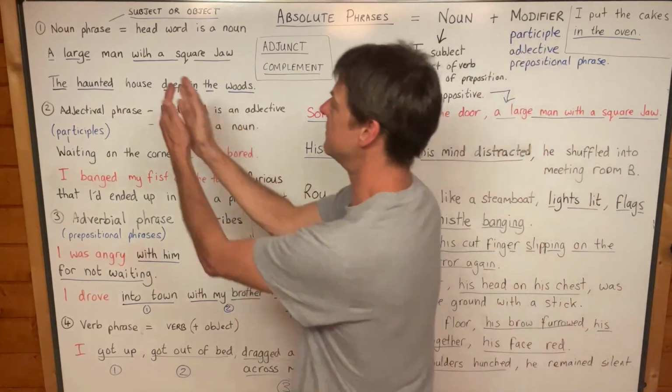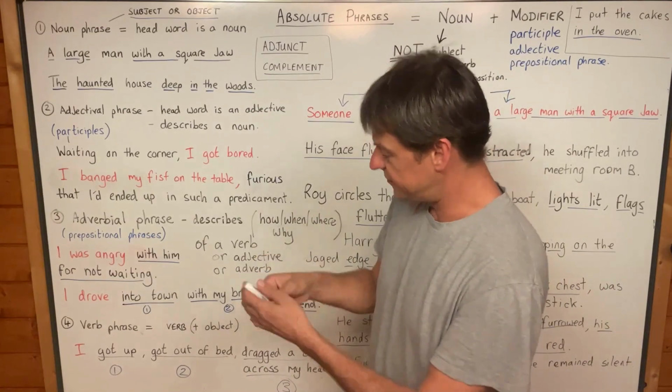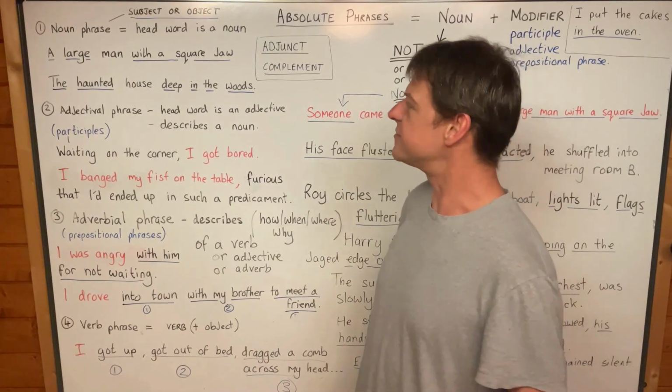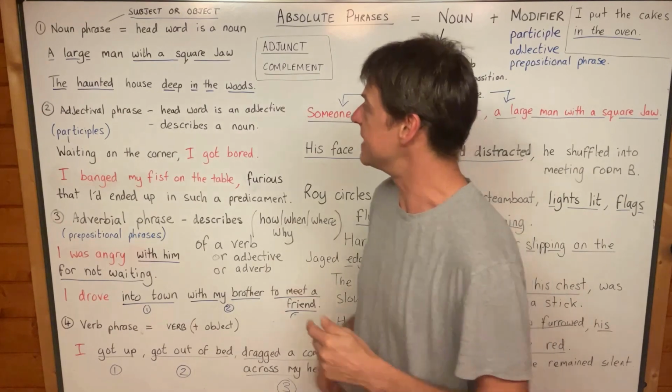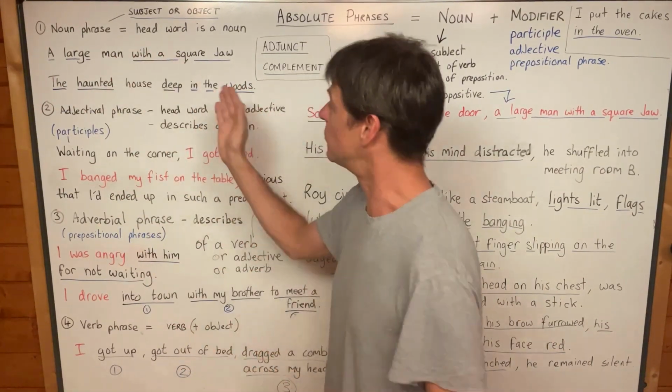And what you see with this whole noun phrase is that the head word is the word man. Yeah, this is the head word. And we say it's the head word because all the other words describe that man. He's a large man, he's a man with a square jaw.